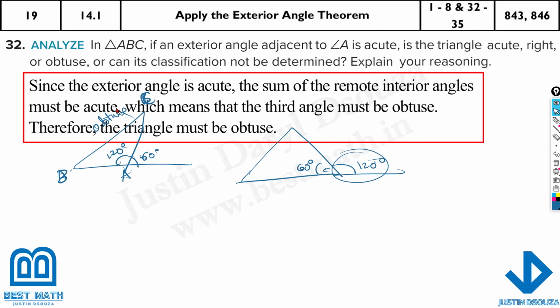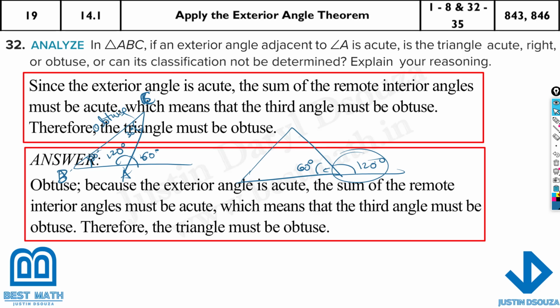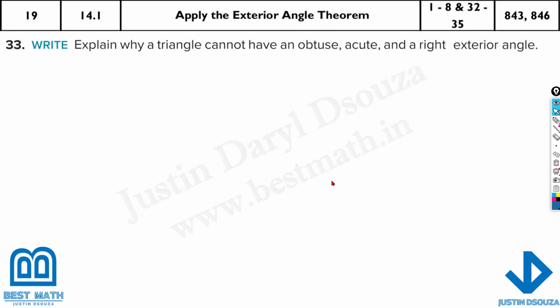Now, what did they write over here? Since the exterior angle is acute, the sum of the remote angles must be acute, which means the third angle must be obtuse. See what they are saying: if this is acute, when you add these both, this could be 30 degrees and this 30 degrees. I'm just giving an example. This is 30 and 30, or you can make it 40 and 20. So these both are acute, so this has to be obtuse no matter what. Or we can just consider the linear pair and tell easily it's an obtuse angle. That's what it means. It's repeated twice.